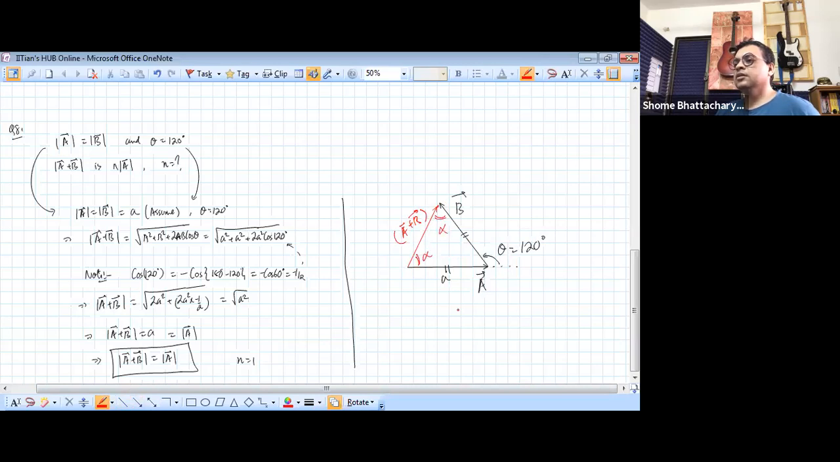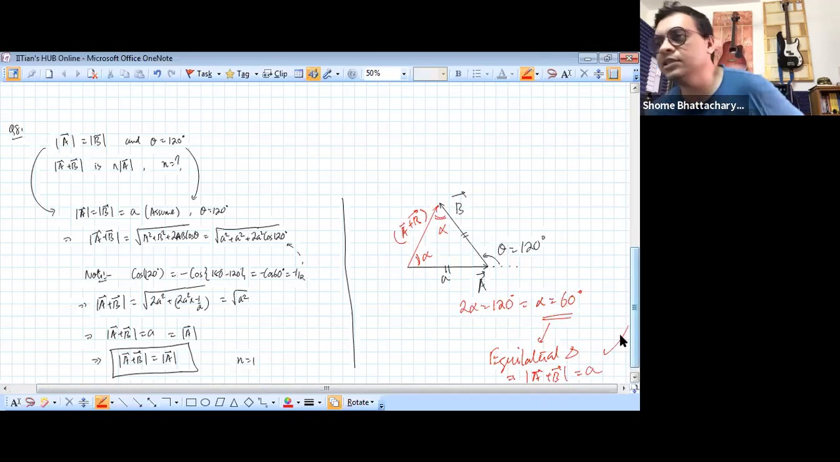And this time 2 alpha is equal to 120 degrees. So that means alpha is equal to 60 degrees. Now the moment you know that two angles are 60, you know it's an equilateral triangle. Okay. So immediately you realize that the third side, which is mod A plus B, is equal to the other two sides. It's equal to A. So that's it. So as I told you, this is also an incredibly easy way of solving the question.